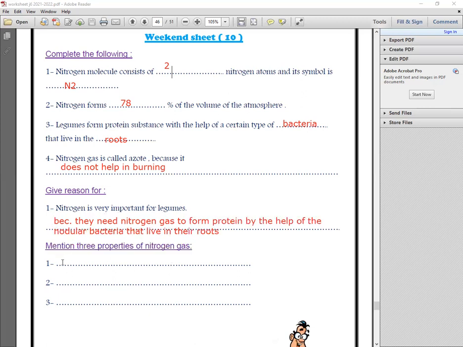Last questions. Mention 3 properties of the nitrogen gas. It's very, very easy. The 3 properties: nitrogen gas is colorless, tasteless, and odorless. Nitrogen gas is scarcely dissolved in water, and nitrogen gas doesn't help in burning.